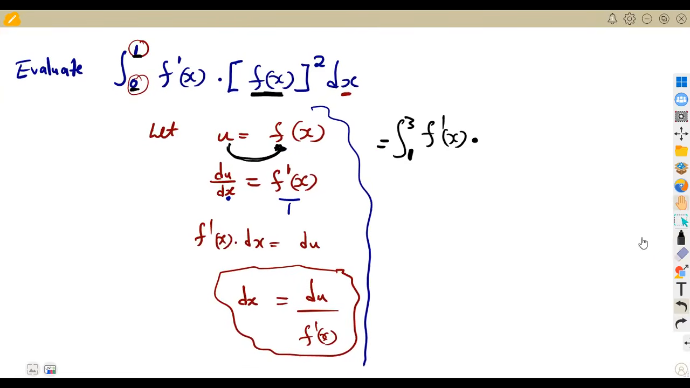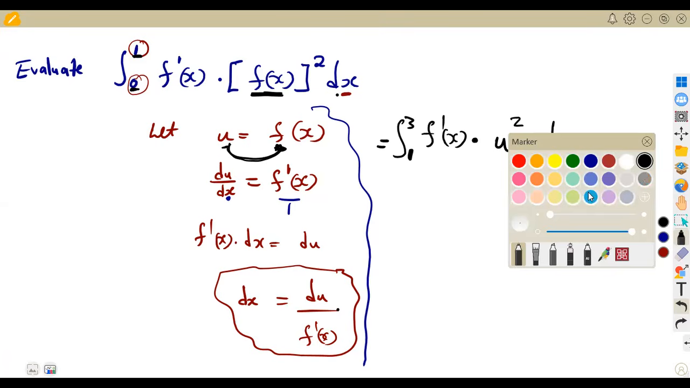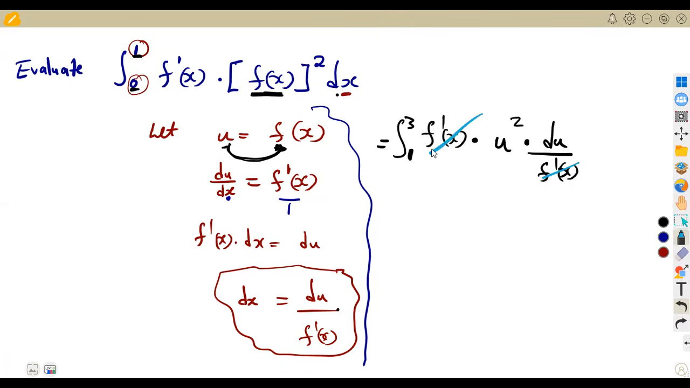Since now we are substituting, in place of f of x, we are writing a u. So this is going to be u squared times our dx, whereby our dx is du over f prime x, like this. And this part and this part can cancel. We are left with the u squared.